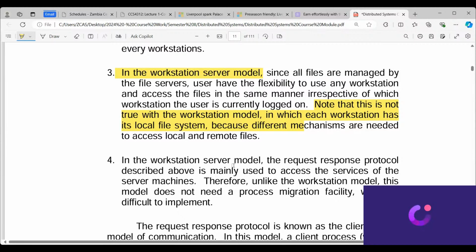In the workstation server model, the request response protocol described above is mainly used to access the service of the server machine. Therefore, unlike the workstation model, this model does not need a process migration facility, which is difficult to implement.